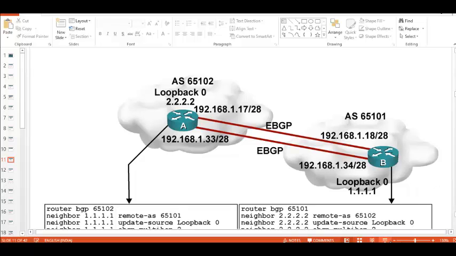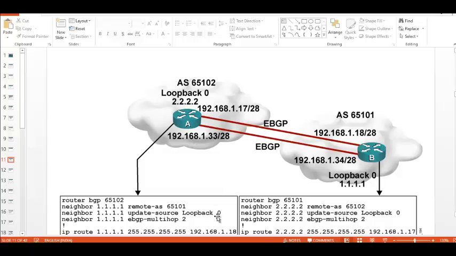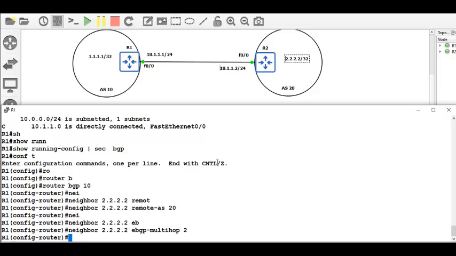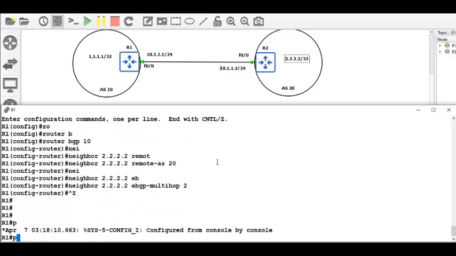This command, the second command, is not given. As a result, they will not form neighbor. Even though there is a route, you see, you can ping 2.2.2.2.